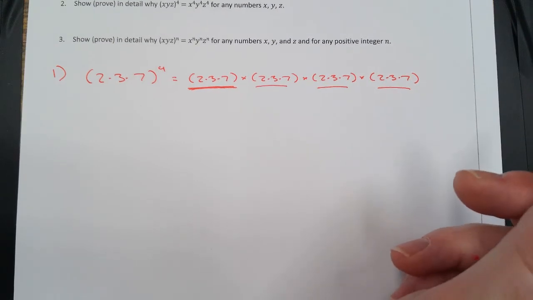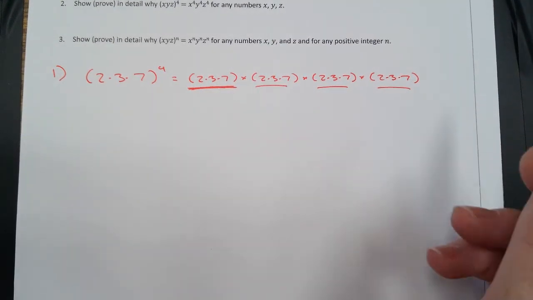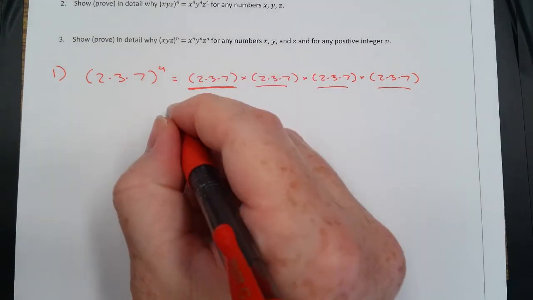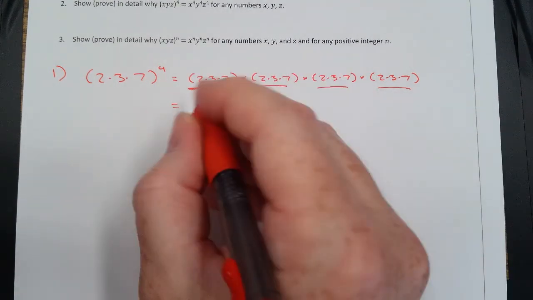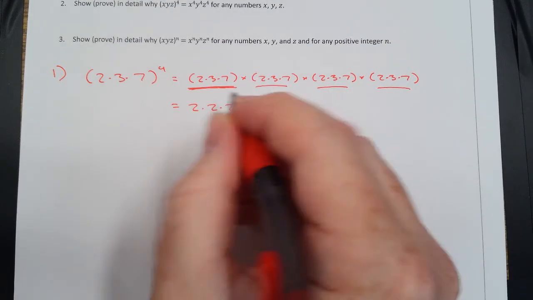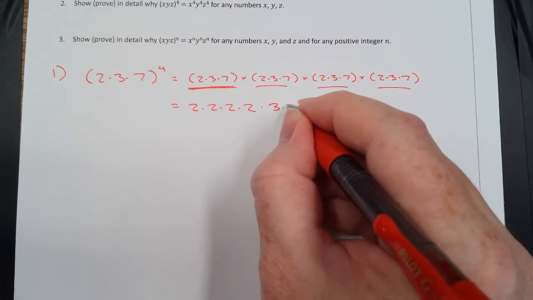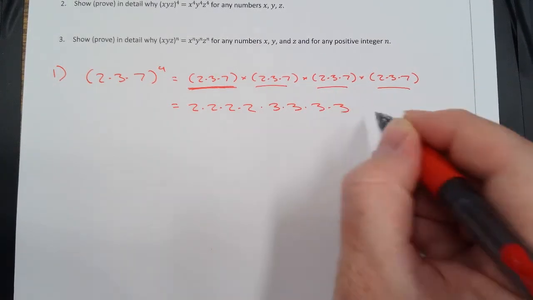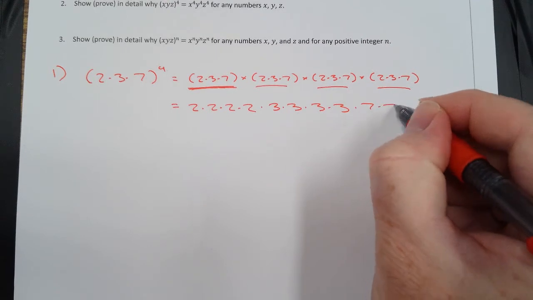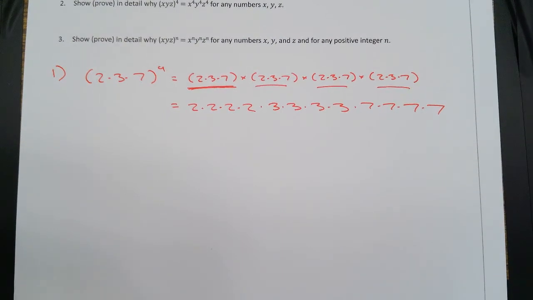Now remember what I said. It's all multiplication, so it does not matter what order we put it in. So all of this is multiplication, so I'm going to put all the 2's next to each other. We have 1, 2, 3, 4 2's, and we're still multiplying with the 4 3's and the 4 7's. Remember, that is called the commutative property. I can move things around.